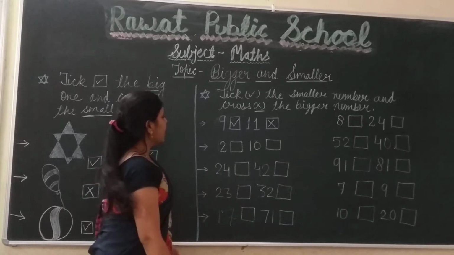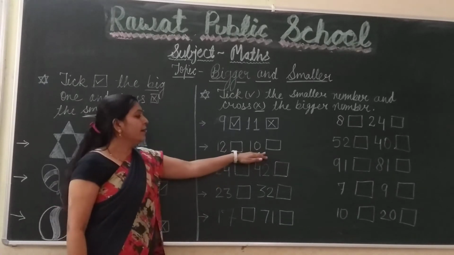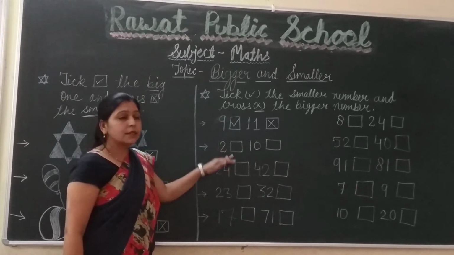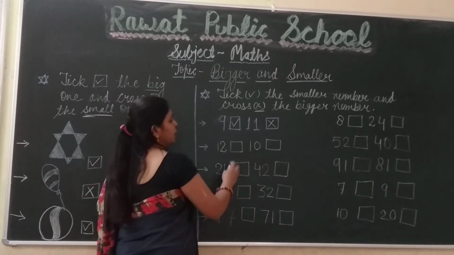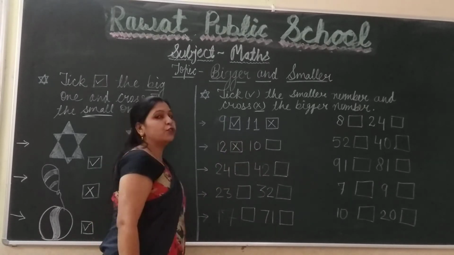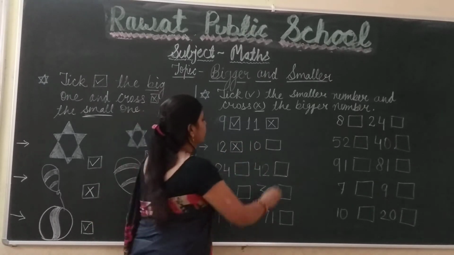Okay. Next is 12 and 10. So tell me which one is bigger? Yes, right. Which one is bigger? 12. 12 is bigger. So cross it. And which one is smaller? 10. Take.